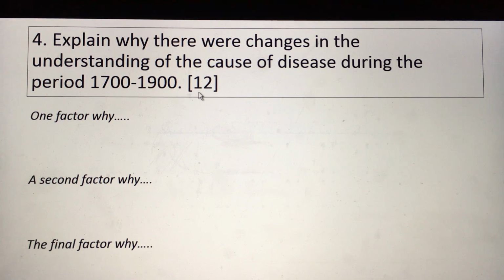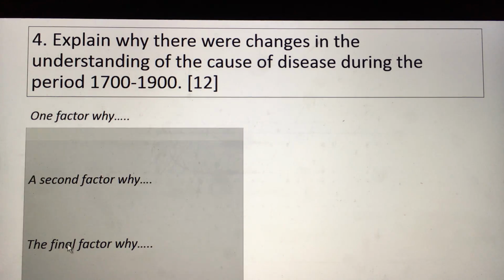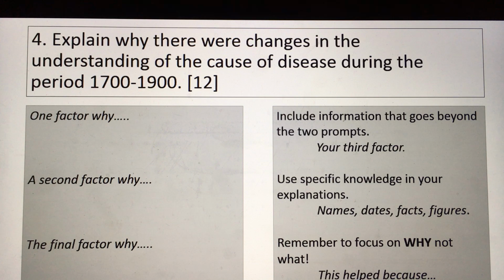So, as we can see here, I've split this into 3 paragraphs. And we're going to go with the classic PEE style paragraphs. And we're going to pick a factor for each paragraph. Okay? You need to include information that goes beyond the 2 prompts, which will usually be for your 3rd factor, hopefully. Remember to use specific knowledge in your explanations. Names, dates, facts, figures. And remember to focus on why something has happened, not just what. Using phrases like, this helped change because.